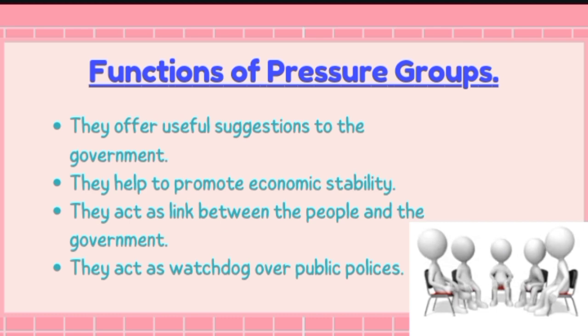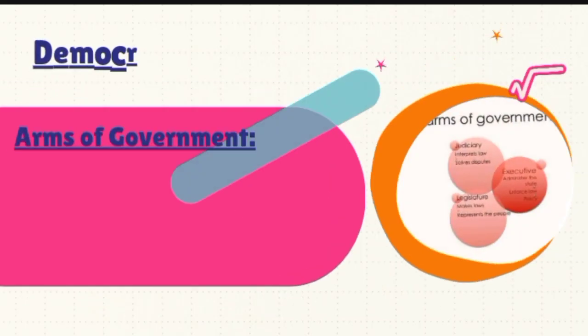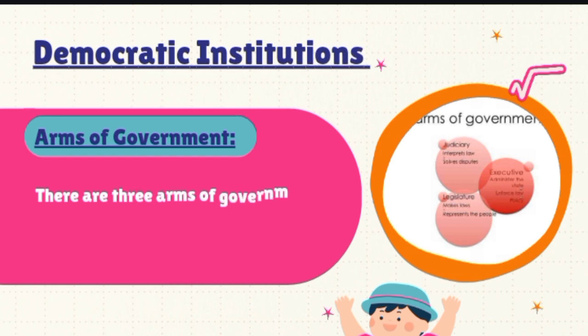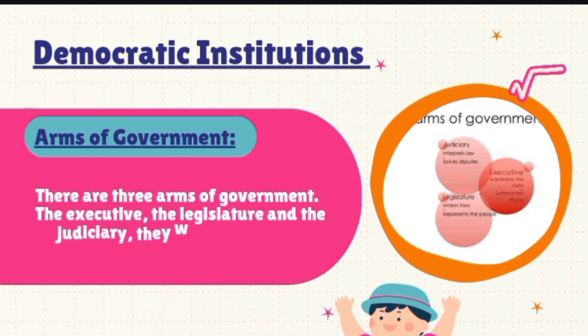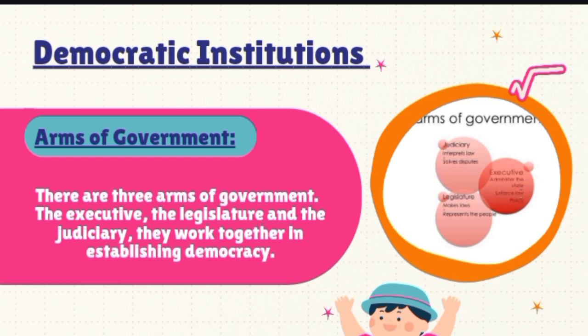And lastly, we have the arms of government. There are 3 major arms or organs of government: the executive, the legislature, and the judiciary. Each of these arms performs different functions in establishing democracy.